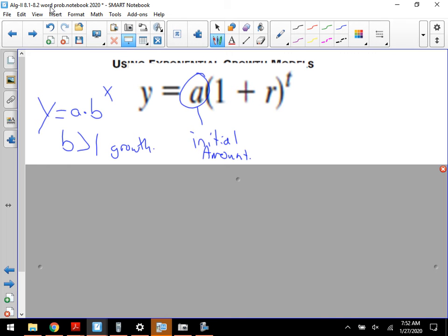R is your rate. It'll be as a decimal though. A lot of times they'll say the rate's 4%. If it's 4%, it means it's 0.04. Just remember that in problems they'll usually give it to you in terms of percentages. You just have to convert it, which I'm sure most of you guys have no problem with. And then lastly, T stands for time, and it's usually in years.